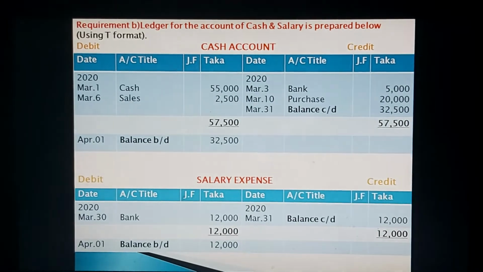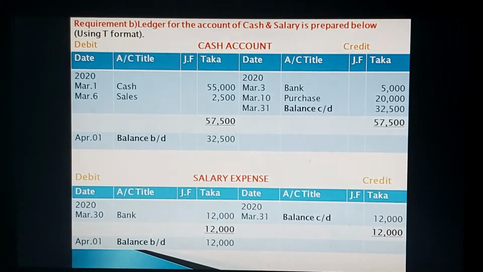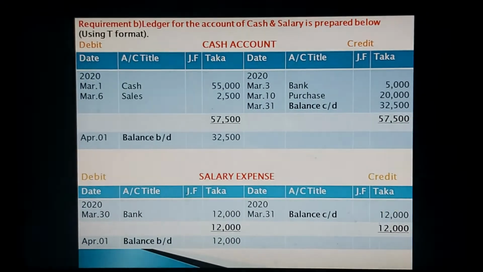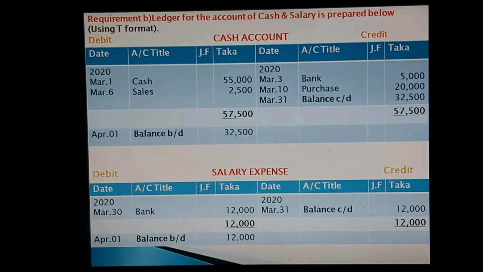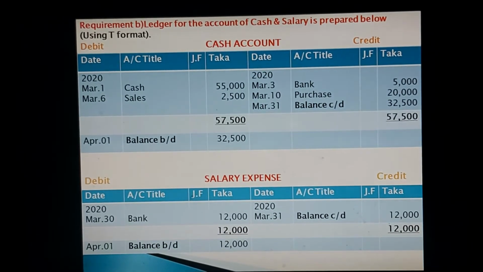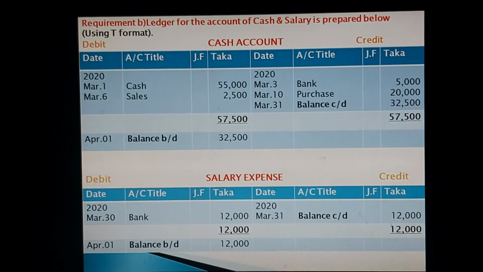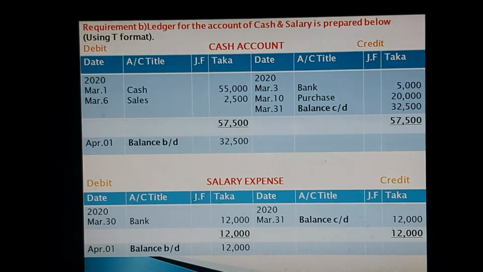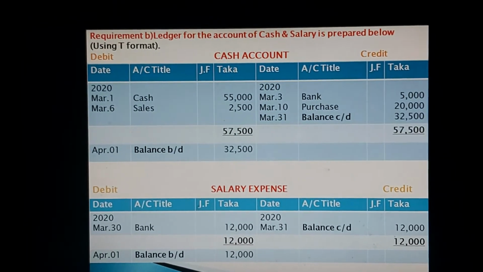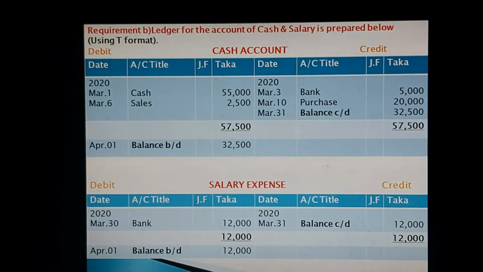Requirement B. The ledger for the cash account and salary is prepared below using T format. You know that two sides are available in an account using T format, the debit side and the credit side. In the debit side, there are 4 columns: date, account title, journal folio and taka. In the credit side, it is the same: date, account title, journal folio and taka.